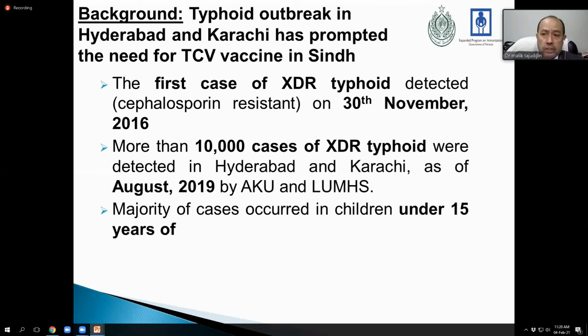No cephalosporin was acting on these. Ceftriaxone was given, but that strain of Salmonella typhi was resistant even to ceftriaxone. The only drugs that came, other than drugs like vancomycin, were fourth generation or fifth generation antibiotics. The drug which was effective was azithromycin with a dose of 20 milligram per kg per day in a single dose.